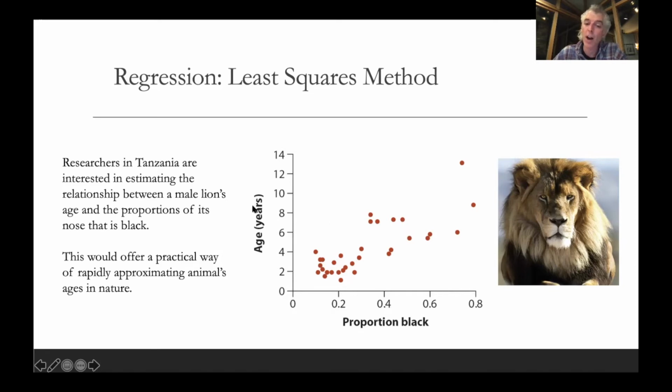And so here we've got age on the y-axis because we want to try and predict age from an observation of how black the lion's nose is. And we can see that overall, males that are older have noses that tend to be more black than males that are younger. So how can we go about performing a linear regression with these observations?